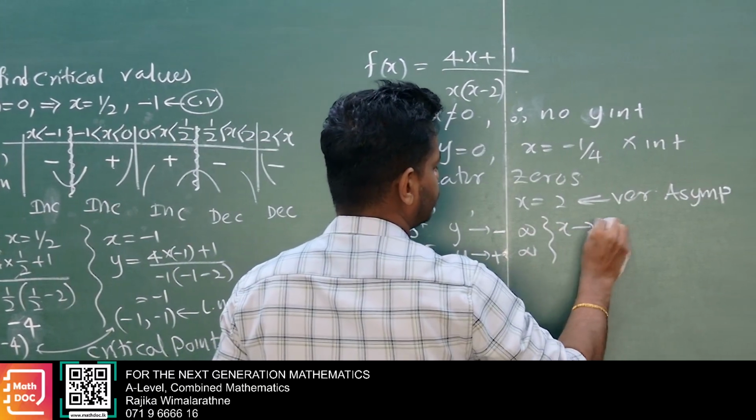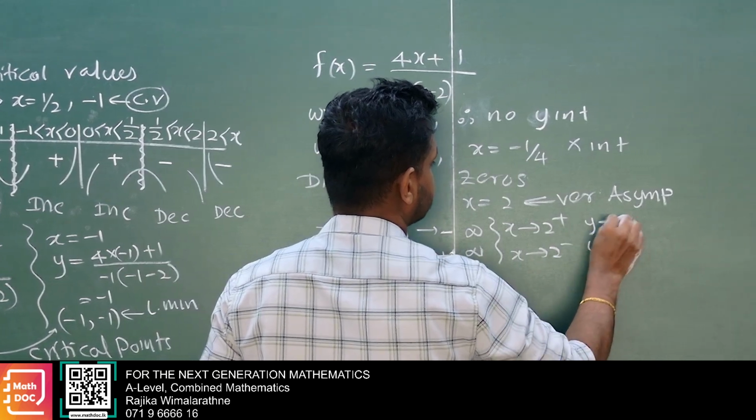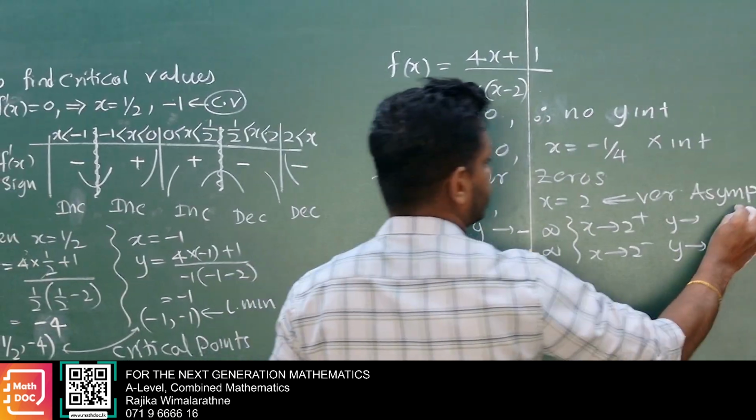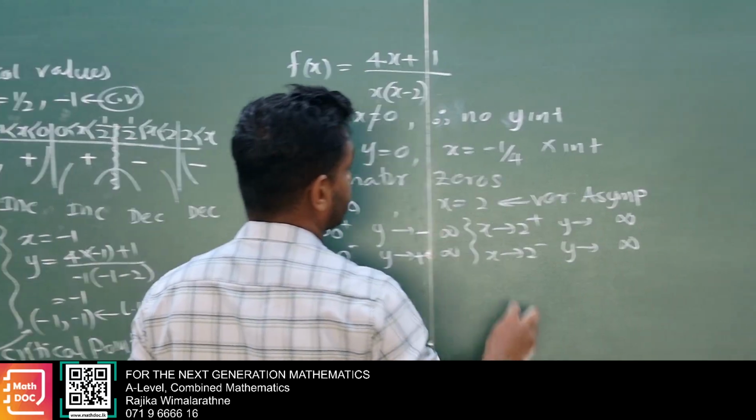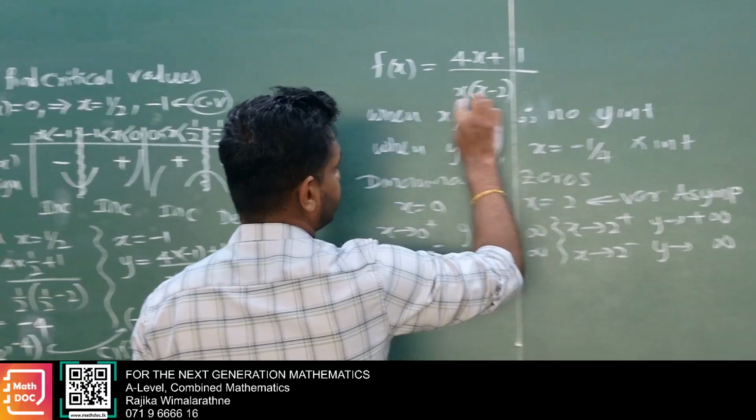Then as x goes to 2 plus and x goes to 2 minus, we check the y variation. That is always infinities. At 2.1, positive, positive, positive. At 1.9, positive, positive, negative.